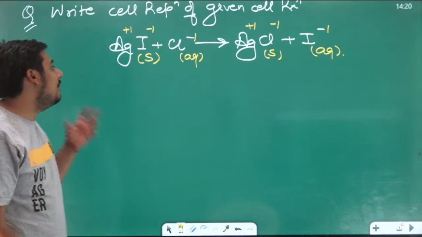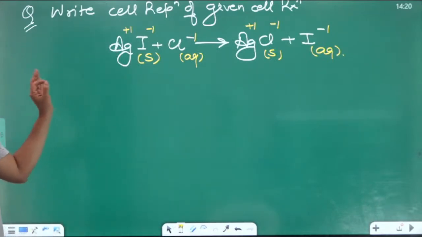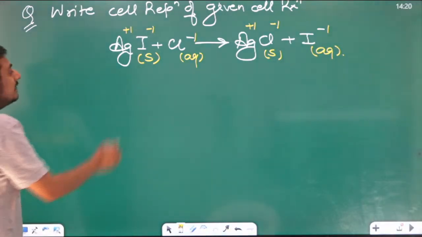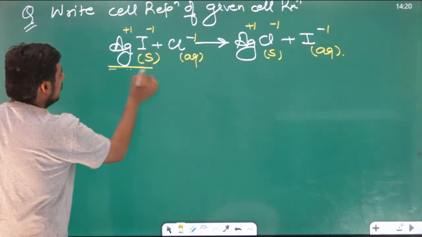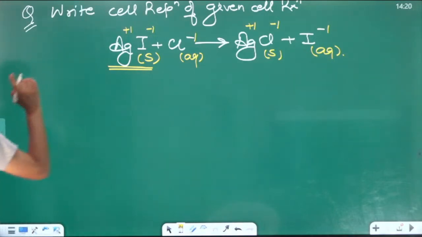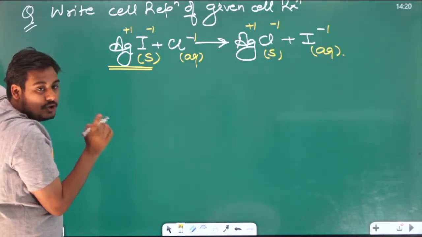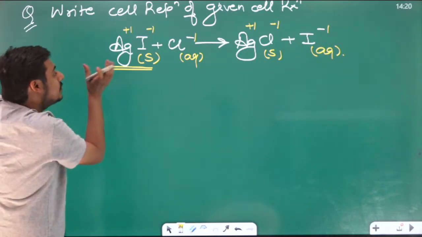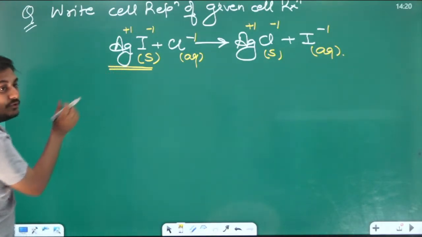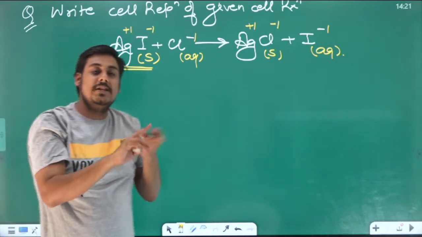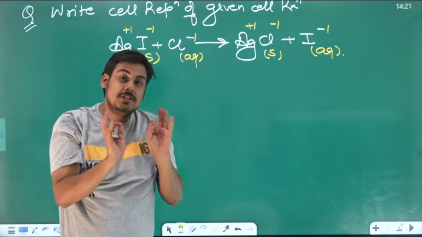Such reactions are generally known as disproportionation reactions. How can we find the cell representation for this particular kind of reaction? This is very important to note down: whatever solid salt is given to you, we use the electron drop technique. In the last class I also told you about the electron drop technique, and these solid salts are generally used in metal-insoluble salt anion electrodes. So we know this much.